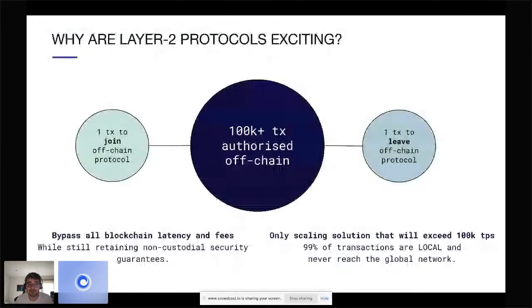And why are layer 2 protocols exciting? Well, there's one transaction to join the off-chain protocol, i.e., I go on Ethereum, I lock up my funds, and then they'll pop up and they'll be released on Arbitrum, Optimism, Starkware, and payment channels, whatever. Now that I'm on the layer 2 network, I can transact as much as I want because we don't care as much about public verifiability there. There'll be low fees, etc. And once I'm done, I can take my funds and bring them back to Ethereum. And I only have to trust Ethereum.